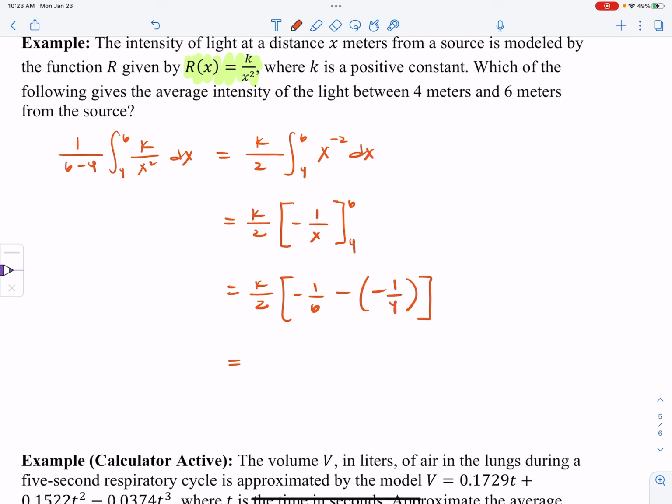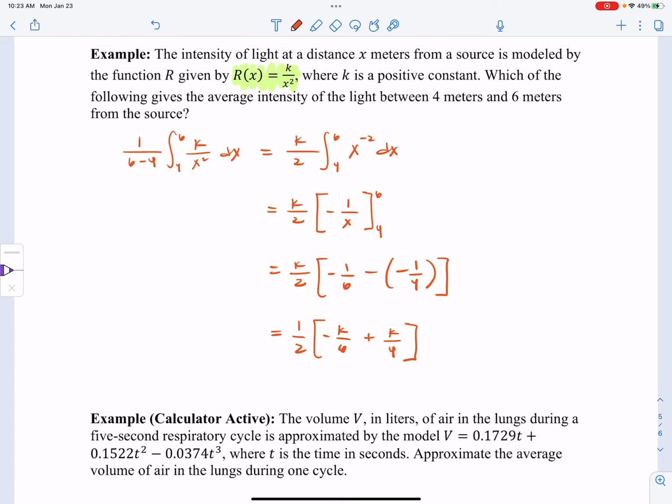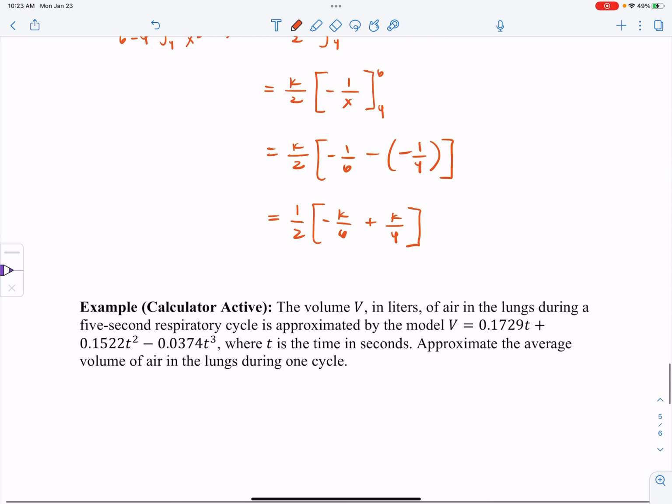And then the answer that they had was actually 1/2, they distributed the k in. So you just have to make your answer match what one of the options that's there, right? So minus k over 6 plus k over 4. That's how they left their answer. There are different ways you could simplify that, right? That you could get a common denominator there.